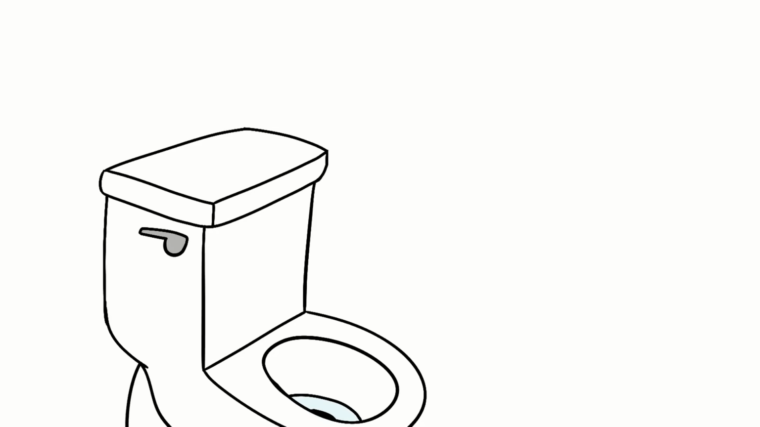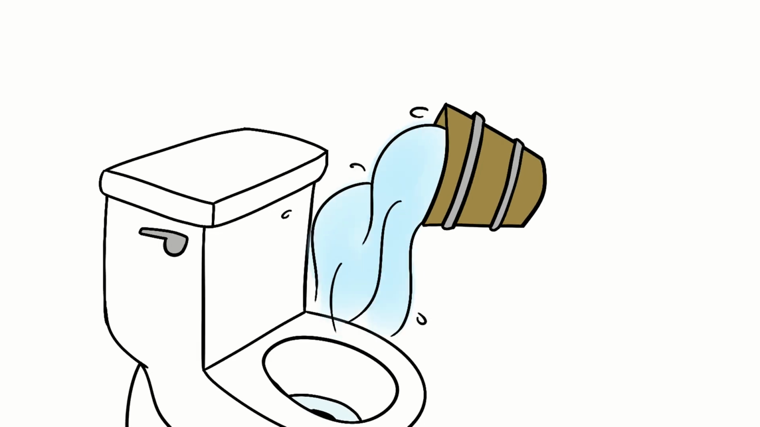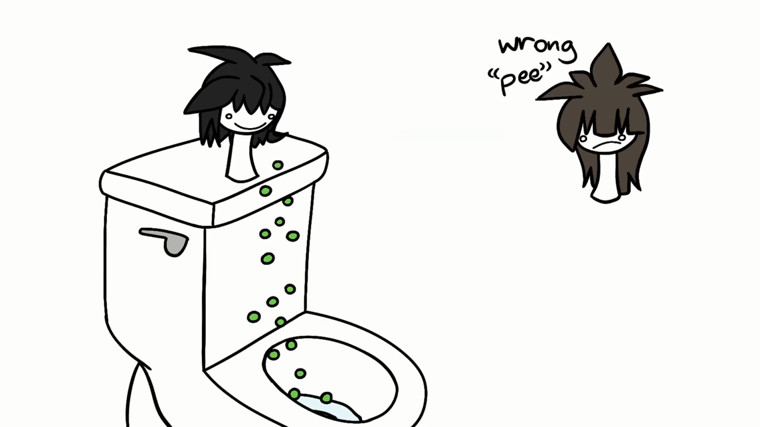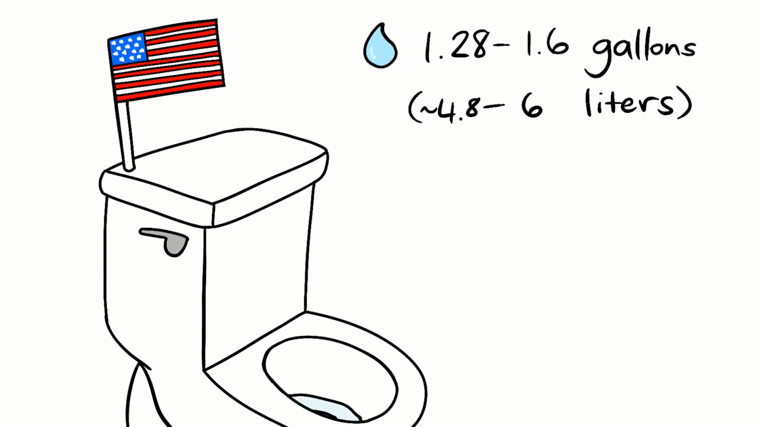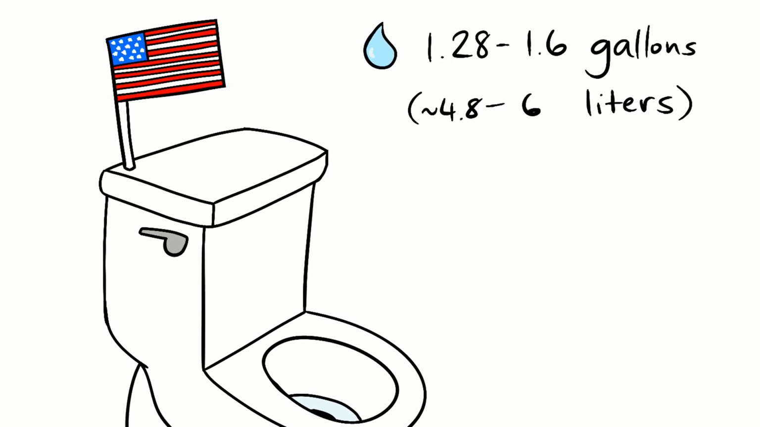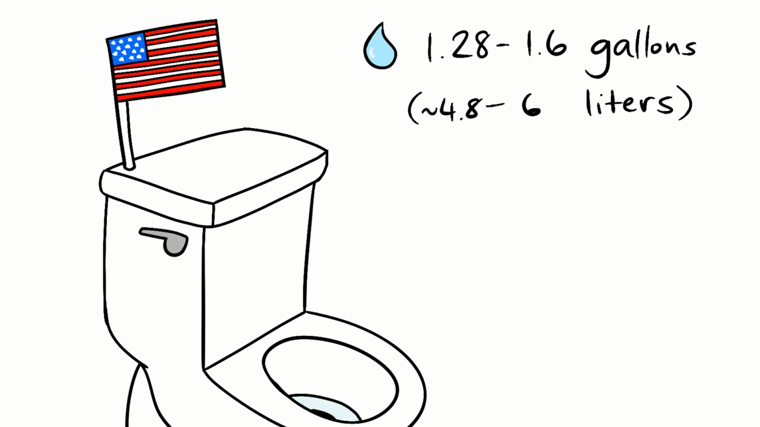So everybody knows we can flush a toilet with a big bucket of water, but could we flush a toilet by peeing really hard? Toilets in America flush with around 1.28 to 1.6 gallons of water, or around 4.8 to 6 liters. So we'll assume the upper limit of 6 liters is required to properly flush a toilet.